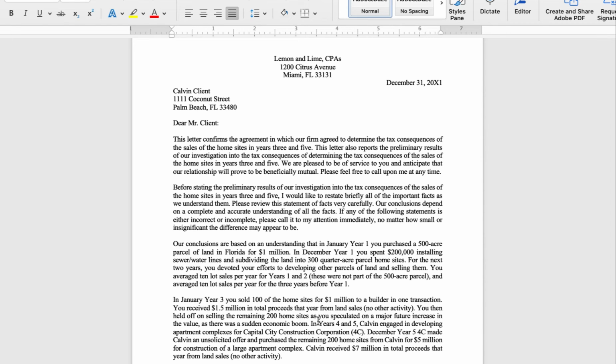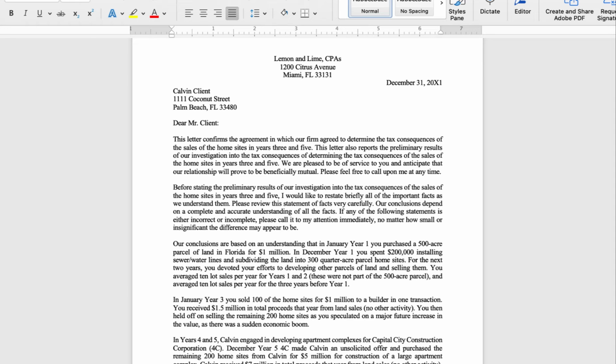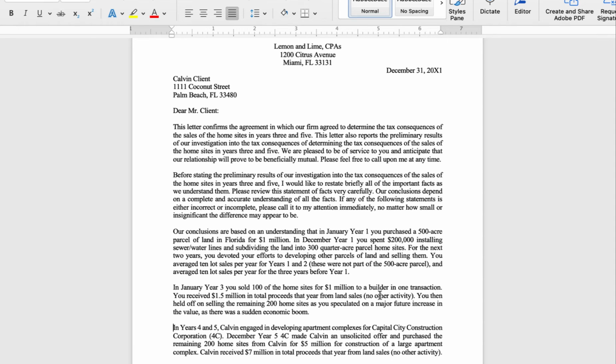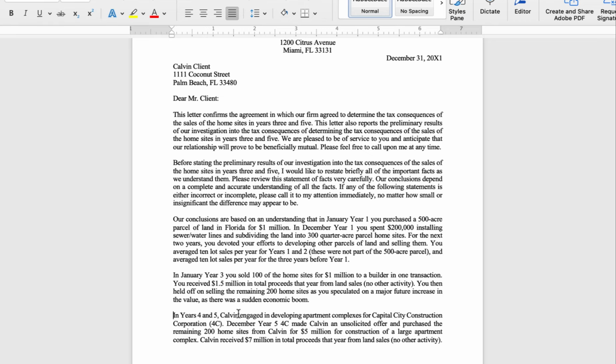Okay, now we're moving into years 4 and 5. So again, I'm going to cut that right there to make it flow better. In years 4 and 5, you, I know it sounds weird to keep saying you, right? You engaged in developing apartment complexes for Capital City Construction Corporation, 4C. We can leave the 4C in there because we refer to it again. That's fine. December year 5. Let's go ahead and put in December of year 5, right? In December of year 5.